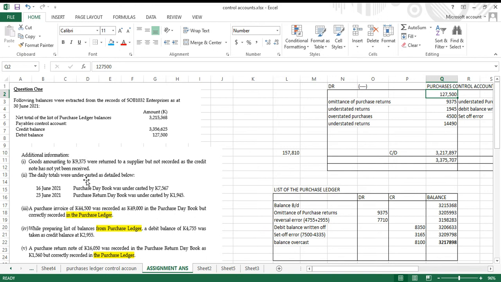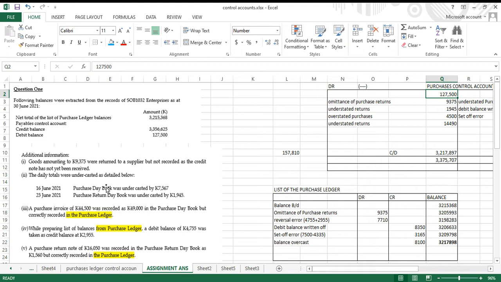The daily totals were undercasted as detailed below, right? So whenever we're dealing with totals, this is going to mostly affect the control account, right? We're not going to deal with the purchases ledger, all right? Remember, in the purchases ledger, that's where you find the individual accounts of the people you are owing money. Now, we've been told 16th June 2021, the purchase day book was undercasted by 7,567. Right.